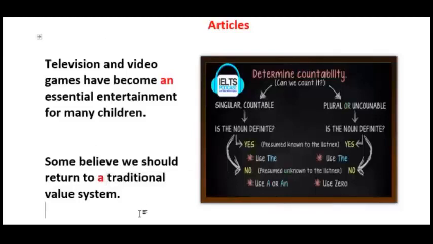A traditional system. In general, when you use the, we're speaking about something definite that both the listener and the reader or writer know about. When we use a or an, we're speaking about one of many, or speaking generally. Those are the basic rules.